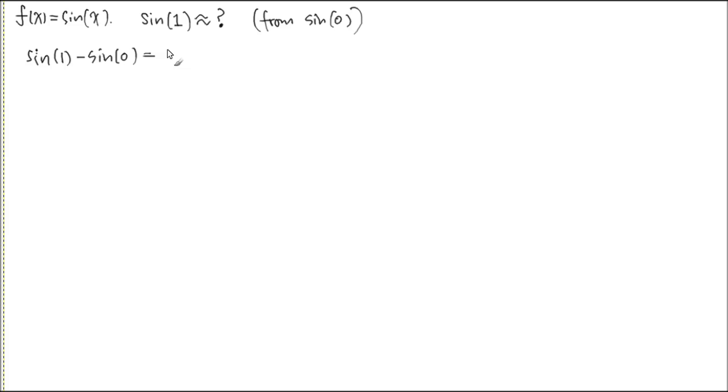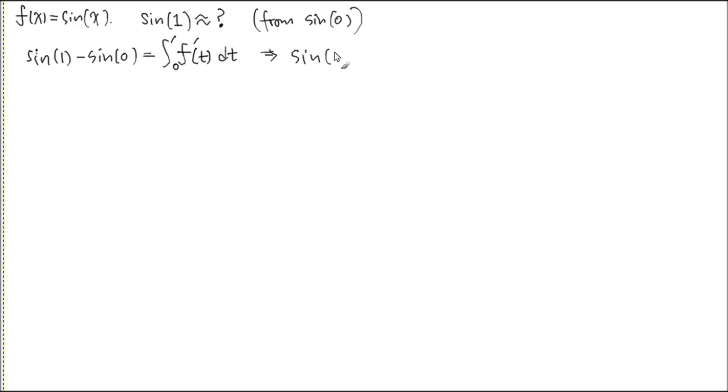f(b) minus f(a). So can you write this as the integral from 0 to 1 of the derivative of this one? This is supposed to be the antiderivative of something, right? So let me write it like this. The derivative of sine is cosine, right? But I'm going to write it as f prime of t dt. Does that make sense? The antiderivative of f prime is, of course, f. So f(b) minus f(a). That's a simple statement, correct?